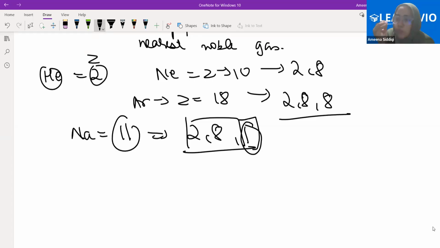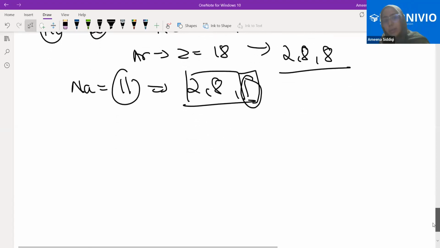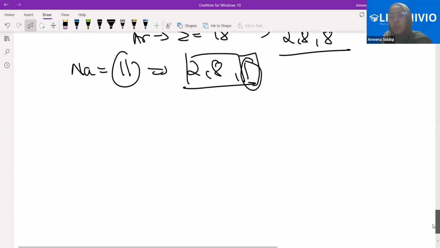This becomes the valency of the atom. The combining capacity of the atom, or in simple words, the number of electrons gained or lost to have the last shell fully filled, becomes the valency of the atom. Clear? I repeat: the combining capacity of the atom, or in simple words, the number of electrons lost or gained in order to have the last shell fully filled, becomes the valency of the atom. Is it clear now? I will give you one more example. So in this case, the valency of the sodium atom, which had 11 as the atomic number, becomes 1.